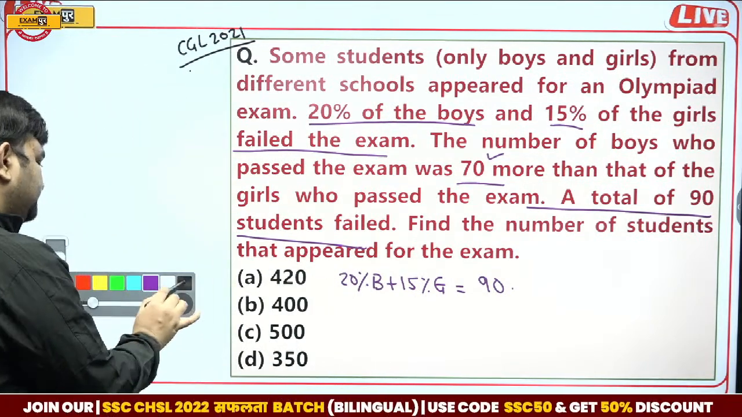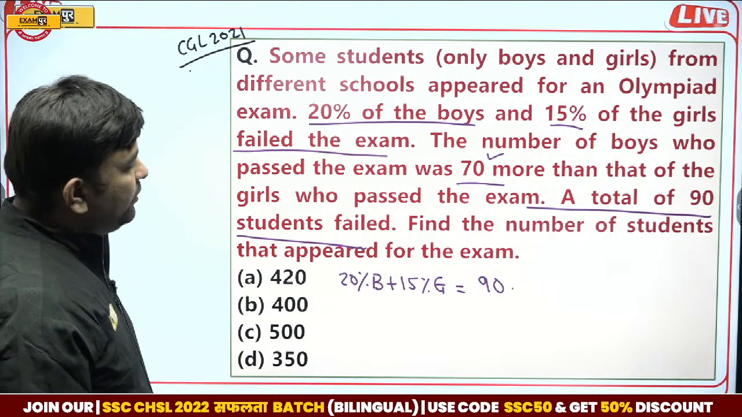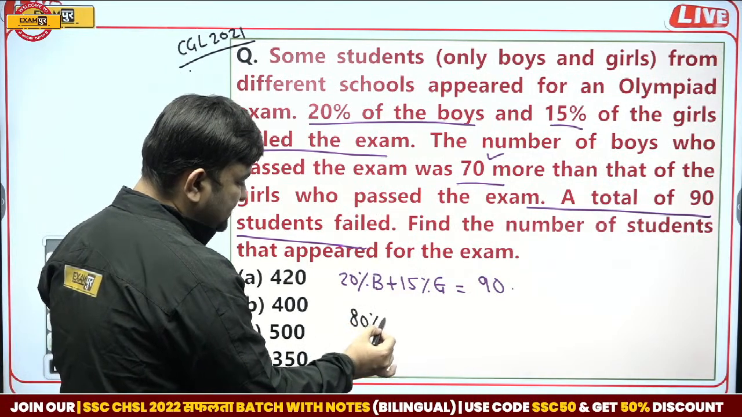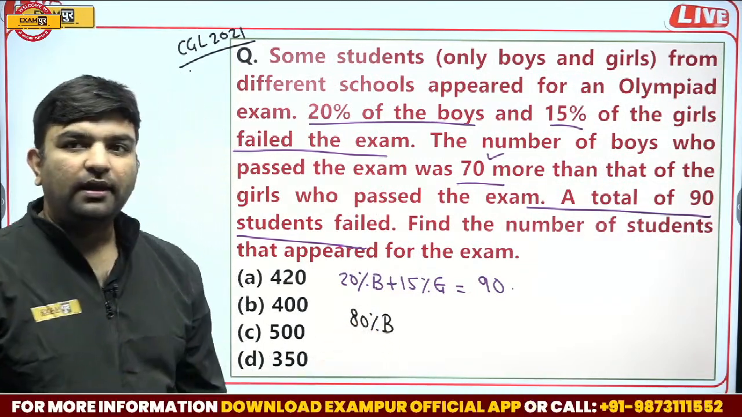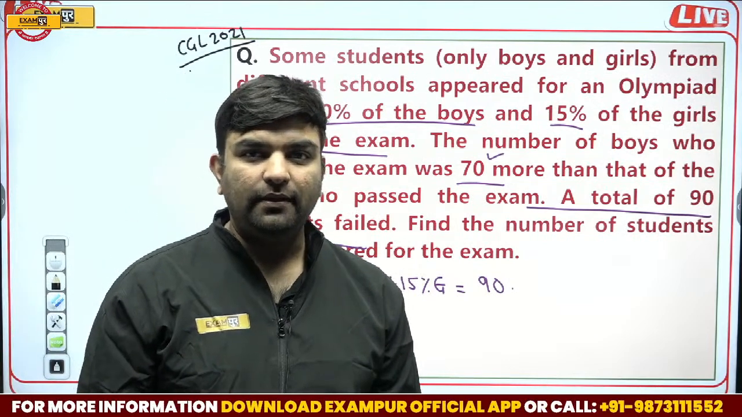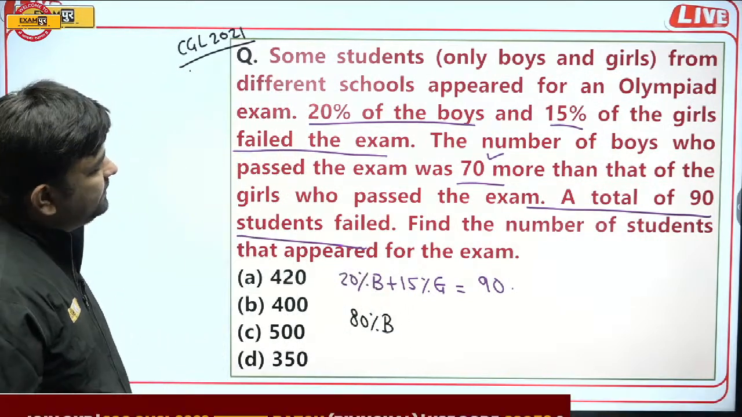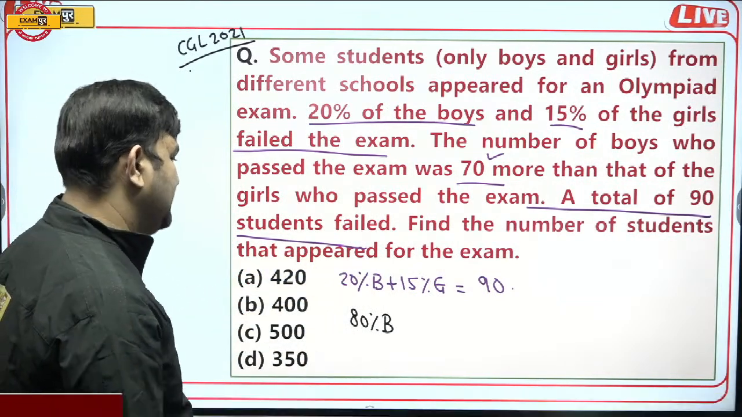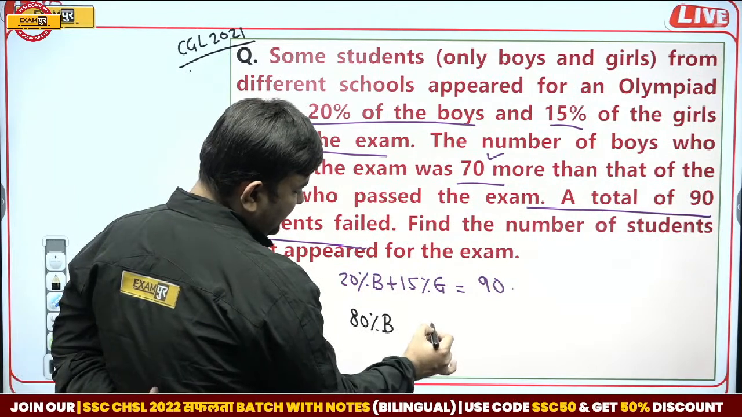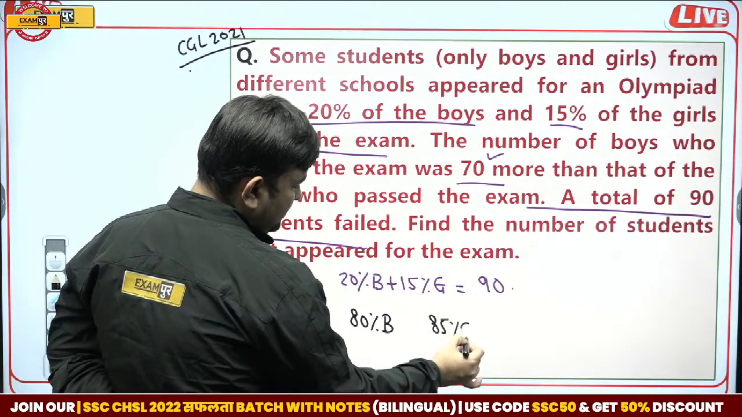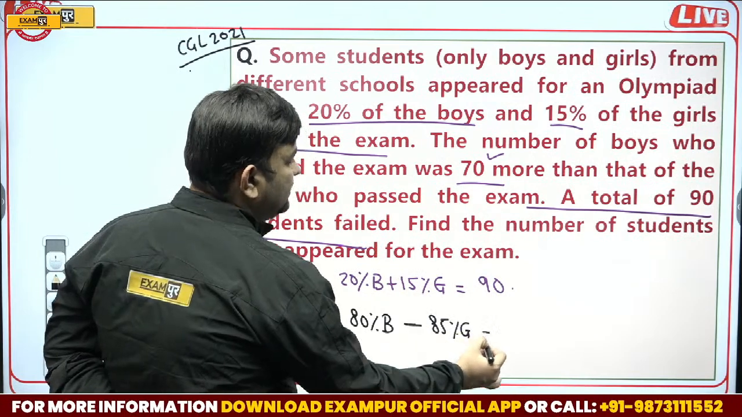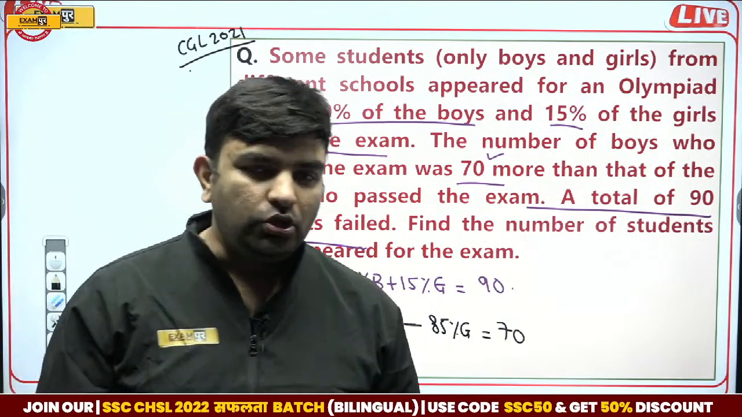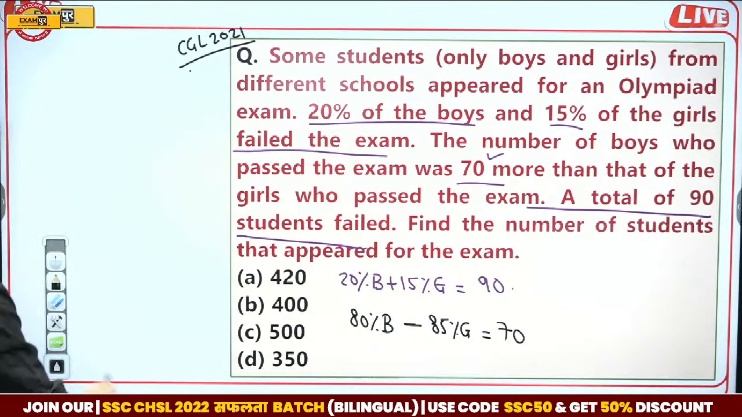Another equation. Number of boys who passed: 80% boys passed, because if 20% failed, then 80% passed. This is 70 more than the girls who passed the examination. Girls passed are 85%. So the number of boys is 70 more than the girls. Two equations, two variables, it's over.